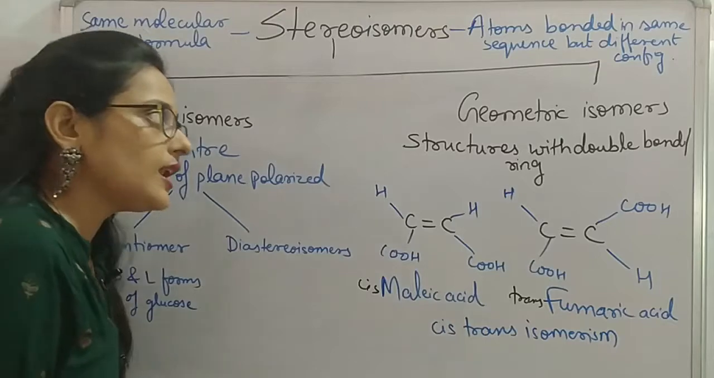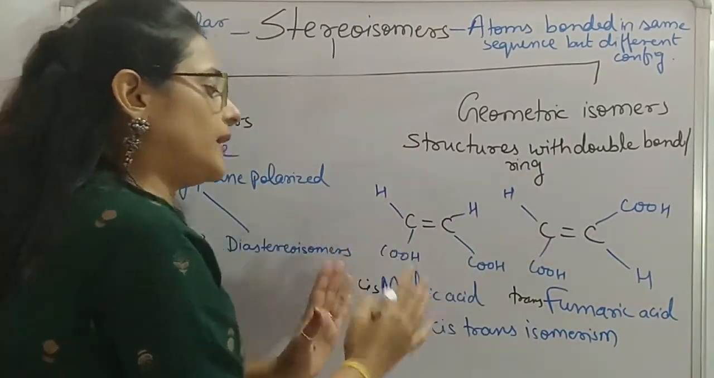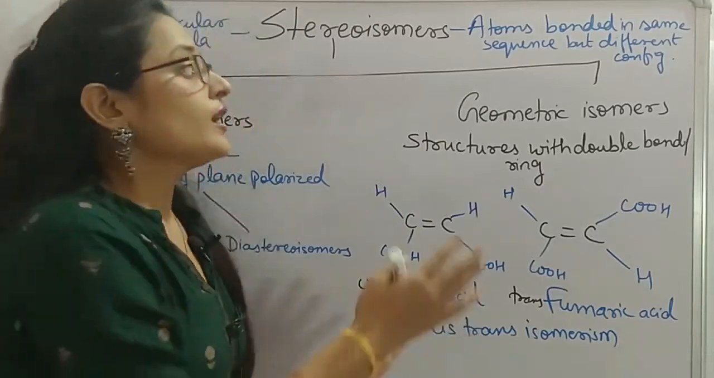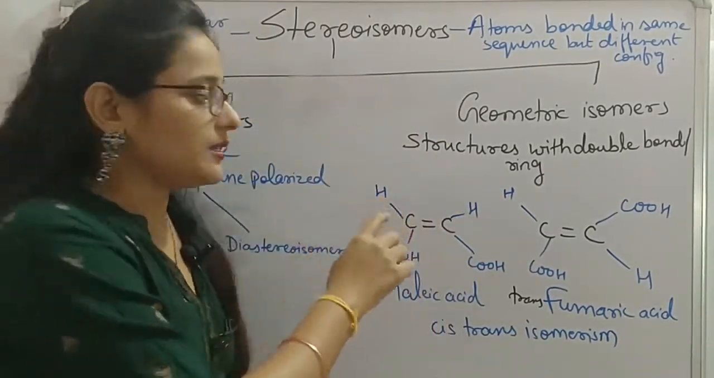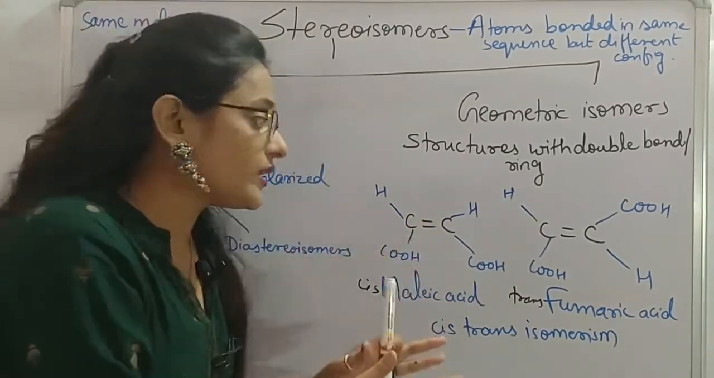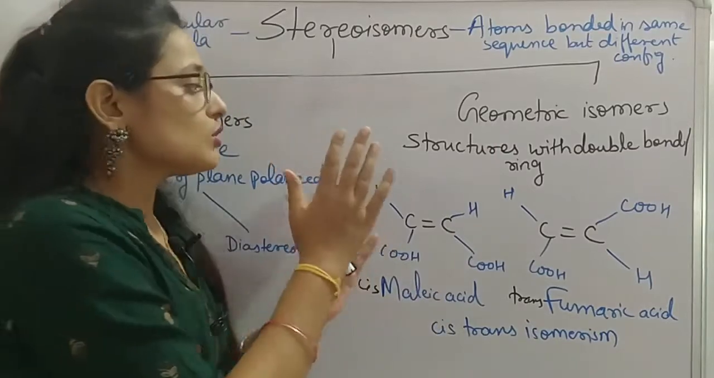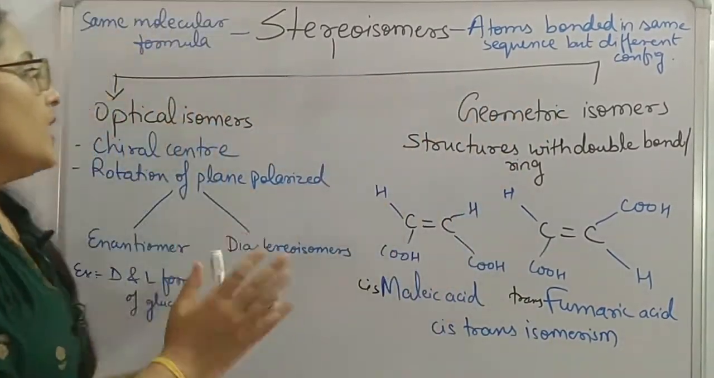So in case of geometrical isomers, there is a double bond or a ring, and they show mainly cis-trans isomerism. And in case of geometrical isomers, the rotation around carbon atoms, that is this C double bond C, cannot easily rotate. The rotation is very much restricted. So such compounds show geometrical isomerism.